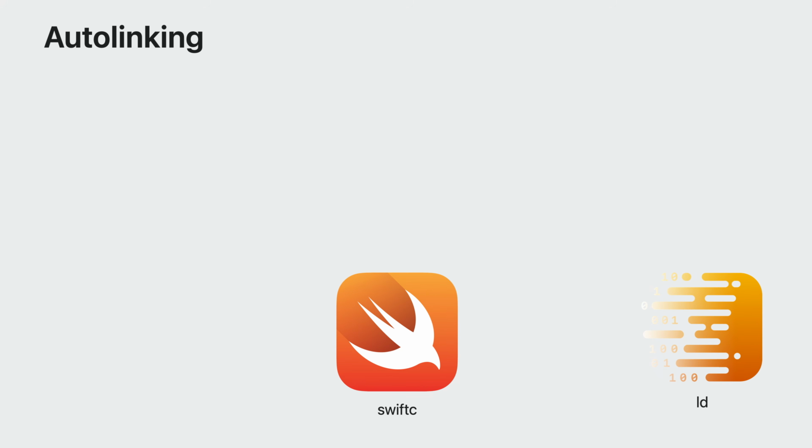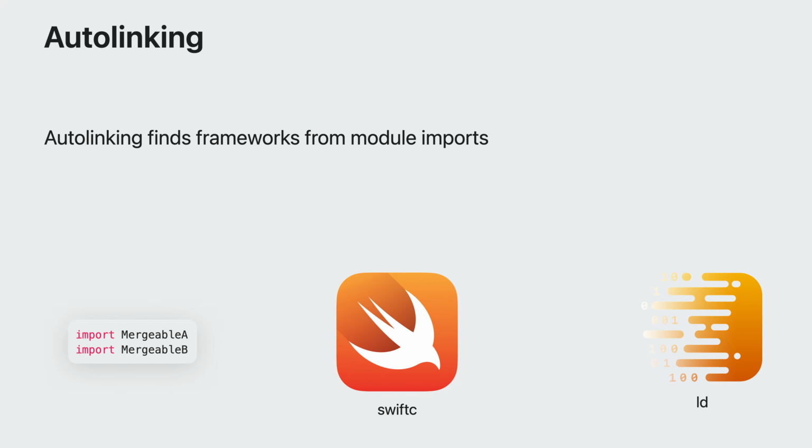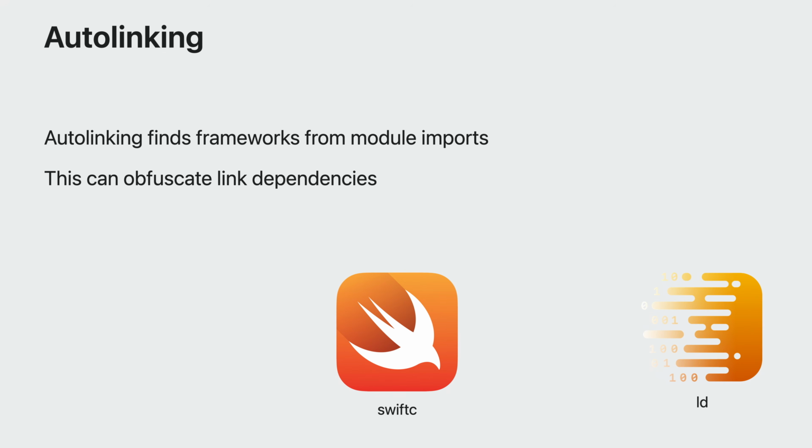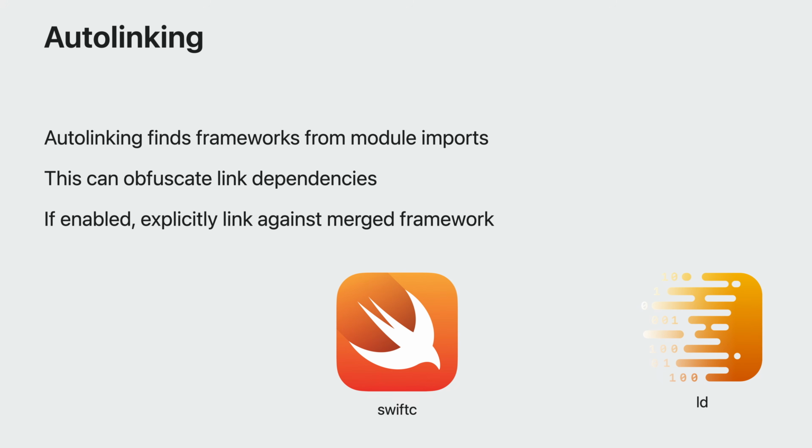Another way this can come up is when an app relies on auto-linking. Autolinking is a compiler option that's on by default. When the compiler finds module imports in source code, it detects framework dependencies to then pass to the linker. So, if you're importing a module from a mergeable library, this could cause dynamic linking issues. You won't need to disable autolinking though. The solution here is the same as before. Link against the merged framework.